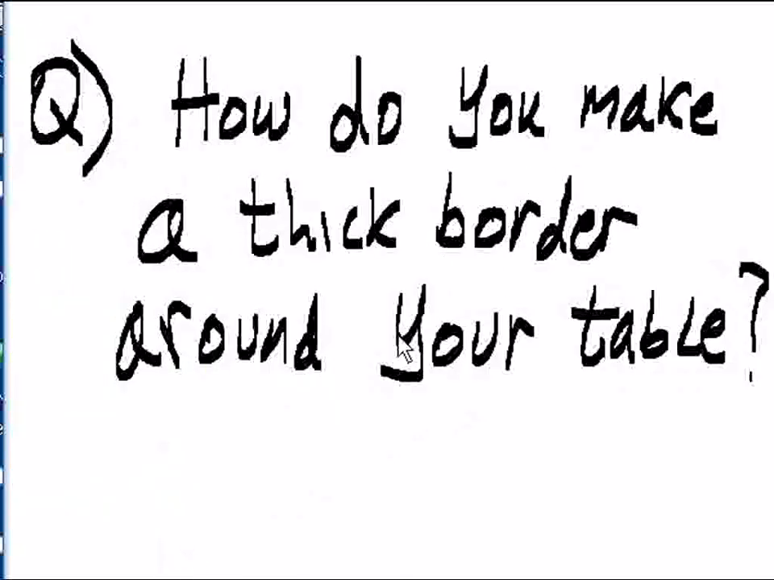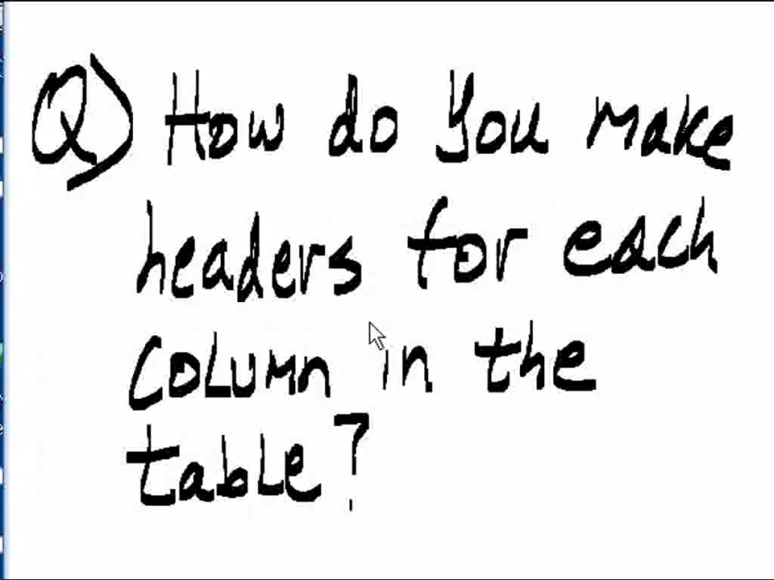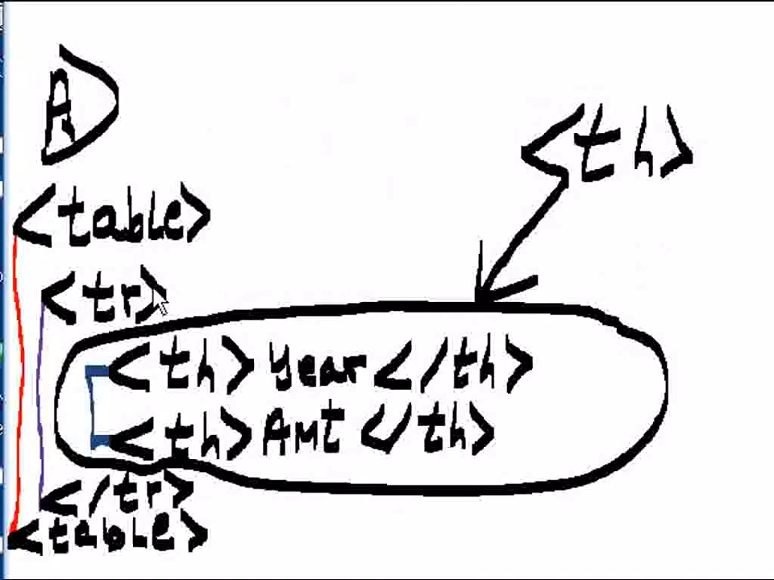How do you make a thick border around your table? Table, border equals 4. How do you make headers for each column in the table? Table, table row, and now table header. Year, end of table header. Amount, end of table header. So I have two columns here, year and amount.